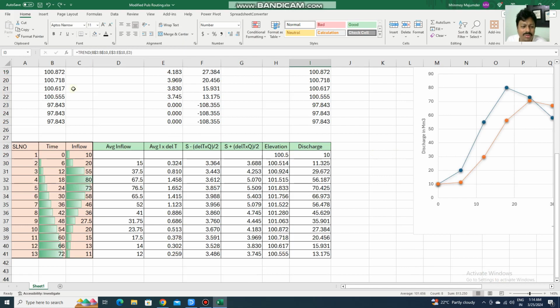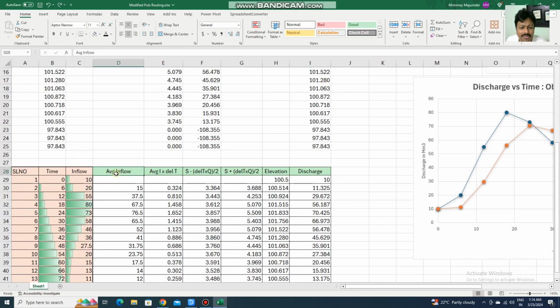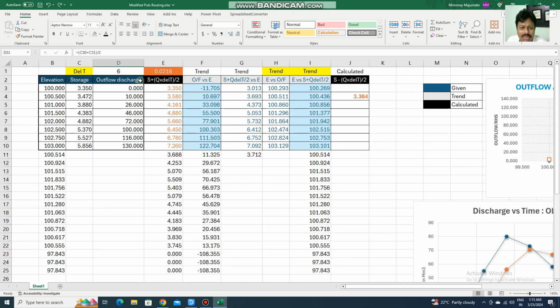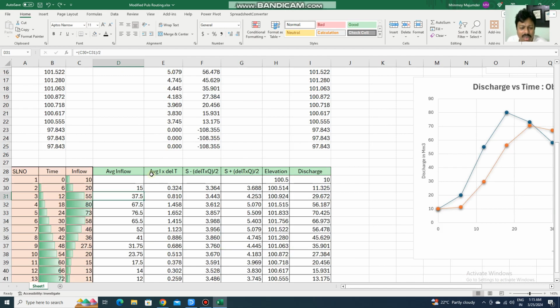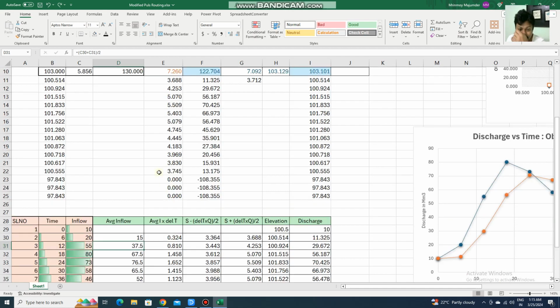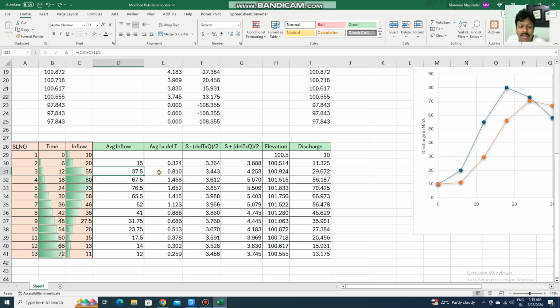So now let me go back to this table. Average inflow you have calculated as I1 plus I2 divided by 2. So here is 10 plus 20 divided by 2, 15. 20 plus 55 divided by 2, 37.5, and so on. Then you multiply average inflow with the del t, the length of time period, which is 6 hours, converted into seconds and divided by 10 to the power 6. So when you do all this, it will give you the average I into del t.